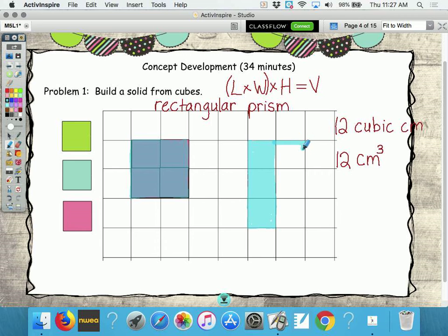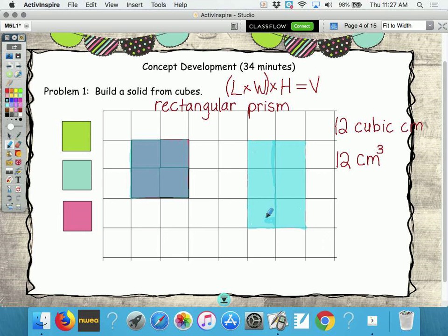I could use 6 cubes on the base and create a rectangular prism with 12 cubes. Okay? Those are a couple of ideas for you. I'm sure you could come up with your own ideas. Okay? You can color in the base if you want, or you can just start building.